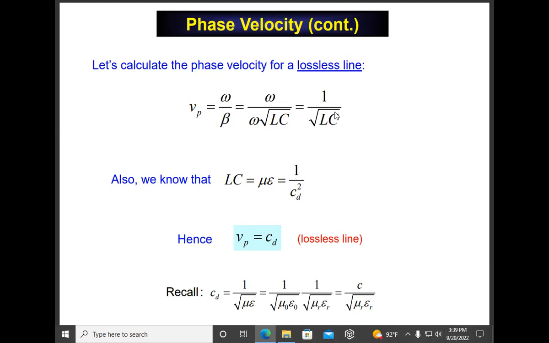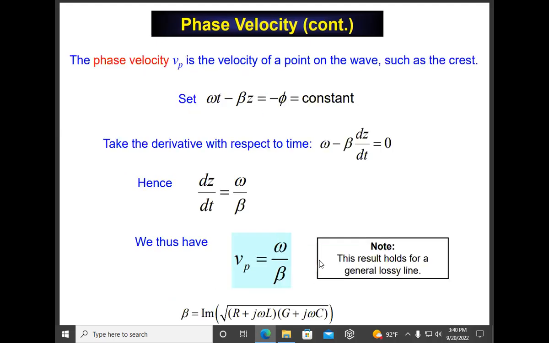So another way we can write this nice equation is that for a lossless line, the phase velocity is just the speed of light in the dielectric. Okay, and there's different ways of writing it. Here's factoring out the mu 0 epsilon 0 and recognizing that 1 over this is the speed of light in vacuum, so you can also write it like that. Okay, so lossless line, phase velocity is just a constant, does not depend on frequency. And what is it? It's just the speed of light in the dielectric. Does that make sense?